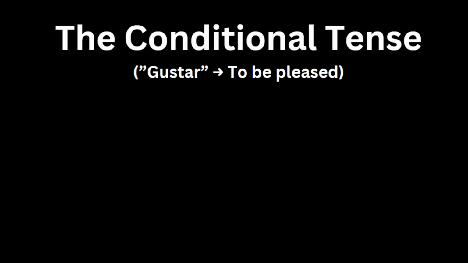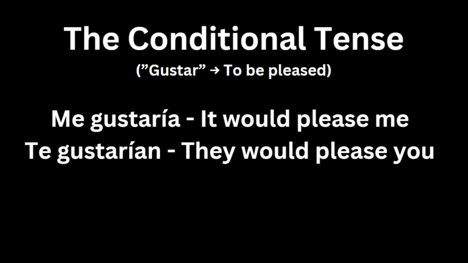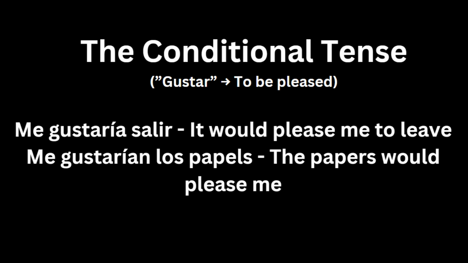One last concept that I'd like to present involves the verb gustar, which means to be pleased. Since the construction of gustar can be me gusta, te gustan, and so on, and since gusta means it pleases and gustan means they please, these words can be modified to gustaría and gustarían, which would simply mean it would please or they would please. And I can use it in a polite expression like me gustaría salir, it would please me to leave, or me gustarían los papeles, the papers would please me. And the same idea applies to any sentence that you want to say using the conditional tense.